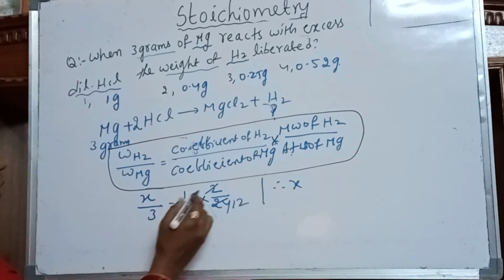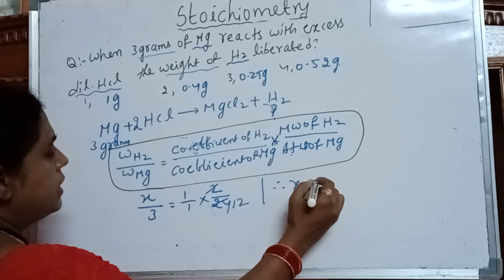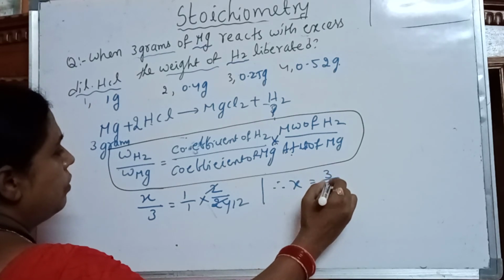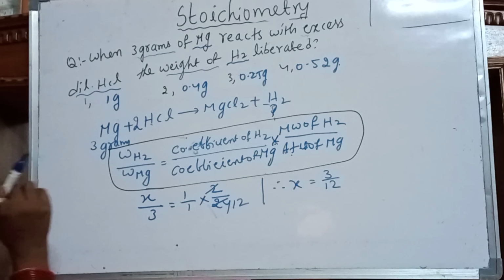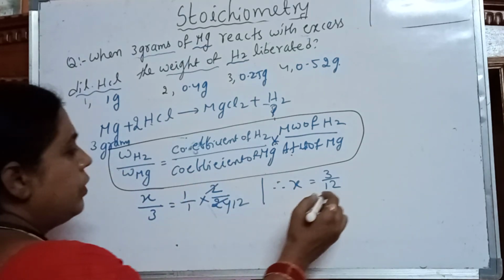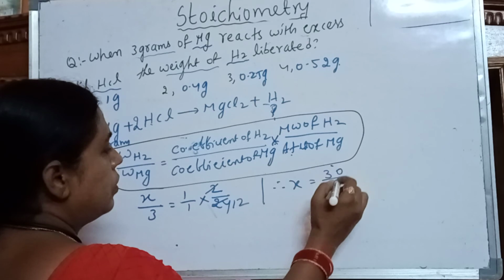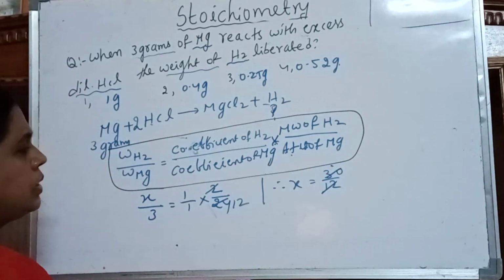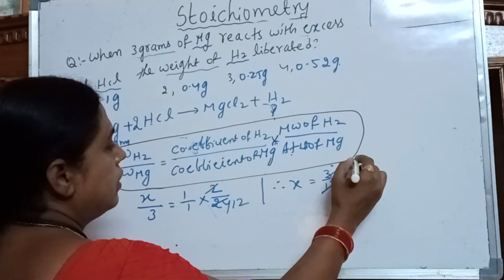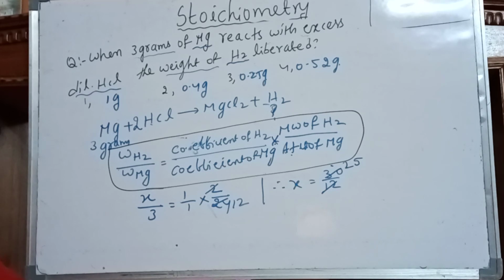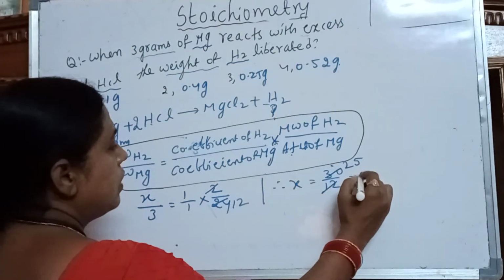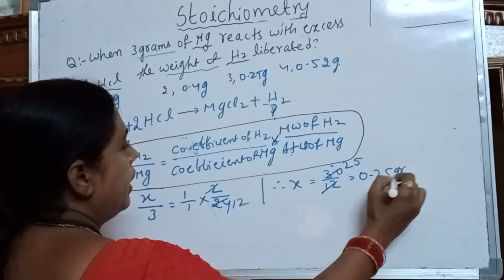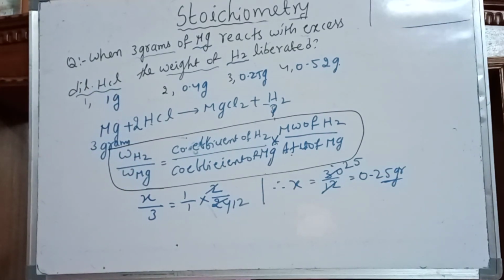Therefore x is equal to, by cross multiplication, 3 by 12. Calculating, 12 2s are 24, 24 means 6, so 12 5s are 60. So what is the answer? x is equal to 0.25 grams. Which option is the correct option? The third one is the correct option.